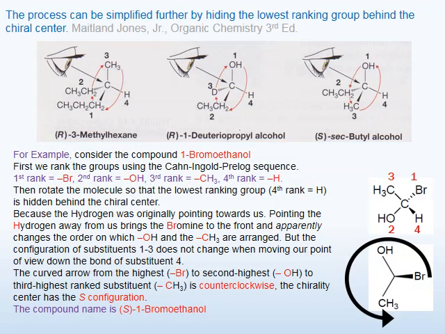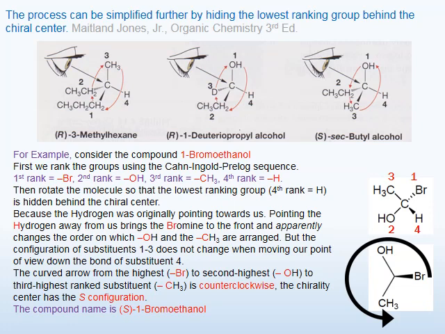The process can be simplified further by hiding the lowest ranking group behind the chiral center, and showing only groups 1, 2, and 3. For example, consider the compound 1-bromoethanol. First we rank the groups using the Cahn-Ingold-Prelog sequence. Bromine with atomic number 35 gets rank 1, because it has the largest atomic number of all atoms bound to the chiral center. With atomic number 8 for oxygen, the hydroxy group gets rank 2. With atomic number 6 for carbon, the methyl group gets rank 3. With atomic number 1, hydrogen gets rank 4.